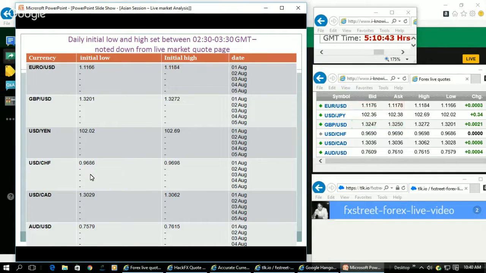Then Swiss franc, 96.86 is the low, 96.98 is the high. They have not breached the low or the high, holding it flat. Then Canadian dollar, 1.3029 is the low. They just breached it by 1 pip. And 1.3062 is the high. And they just breached the low by 1 pip and started gaining.